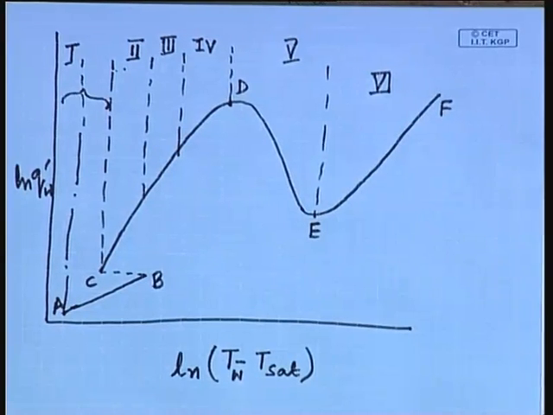From A to B, this is a natural convection zone. So, A to B, what we are doing? Basically, we can imagine one experiment where the pool of the liquid is at the atmospheric temperature, then we are starting the heating process. As we start the heating process, obviously the liquid temperature is much below the saturation temperature, and no boiling will take place, but definitely heat transfer will take place, and the mechanism of heat transfer is natural convection. So, that is your regime 1.